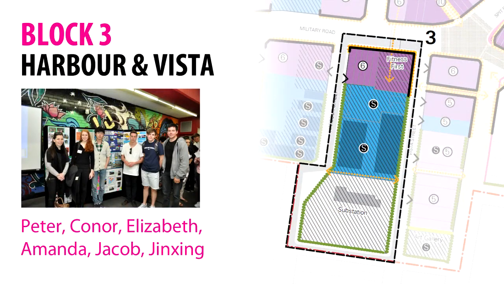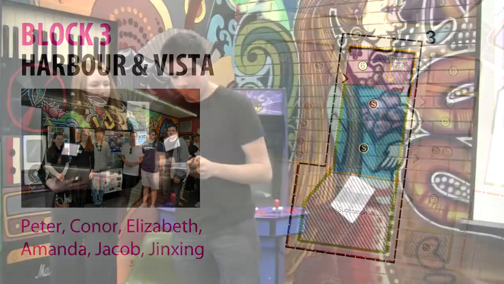Hi there, I'm Connor and this is Liz. Other members of our group were Peter, Amanda and Ivan. We're Group C. We're doing the Harbour and VISTA precinct, which is also precinct 3 under the Mosman Master Plan.